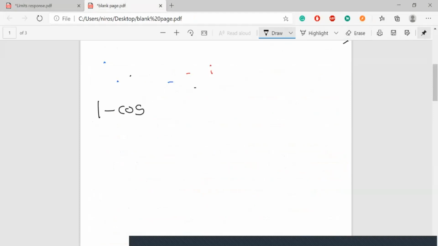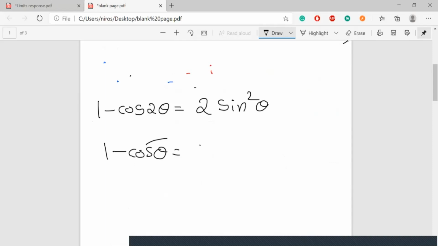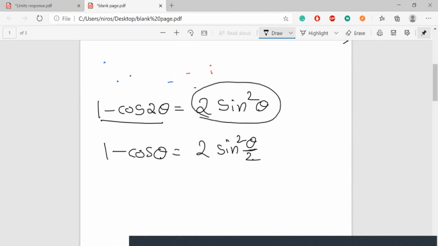What is 1 minus cos 2 theta? We studied it. It is 2 sine square theta. Means 1 minus cos theta becomes 2 sine square theta by 2. Whatever the angle, it becomes half. Theta is there, so theta by 2, half the angle. Wherever there is 1 minus cos 2 theta, you can write it as 2 sine square theta.